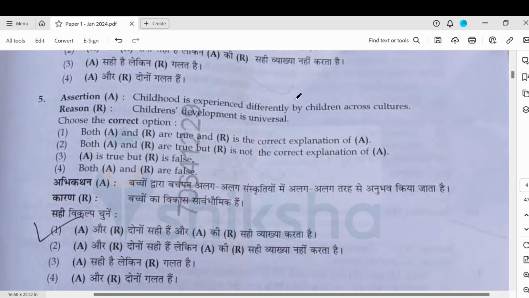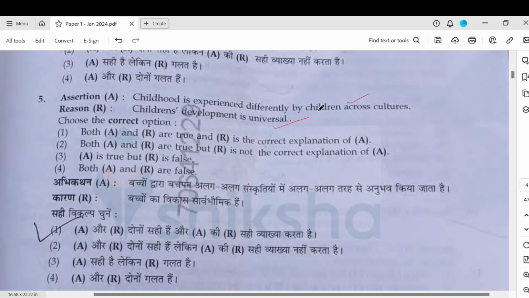Question 5 is another assertion and reason. Childhood is experienced differently by children across cultures. This is true. Children's development is universal. So I'm not really sure what they mean by this. Children's development is universal. They are universal, it's not uniform. So I will go with both A and R are true, whereas R is not the correct explanation of A. Reason is children's development is universal.